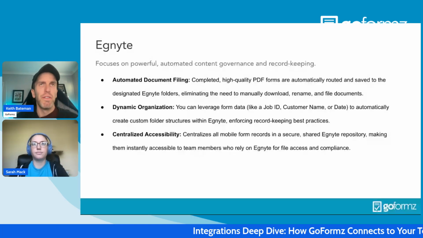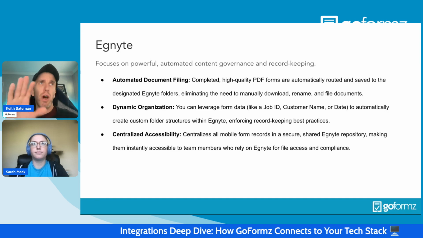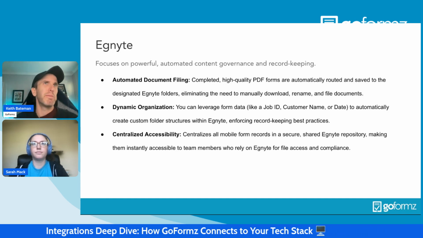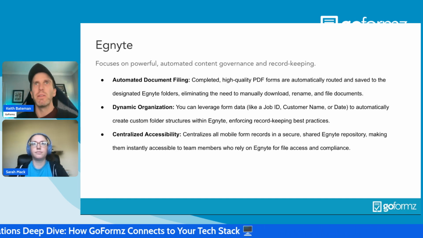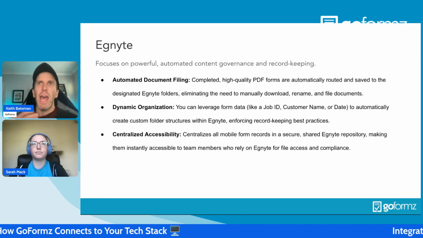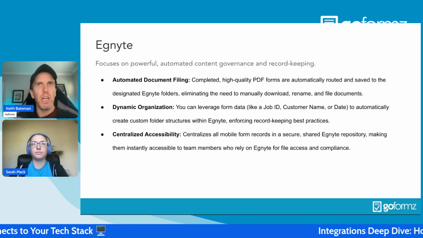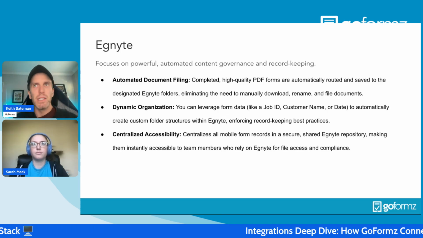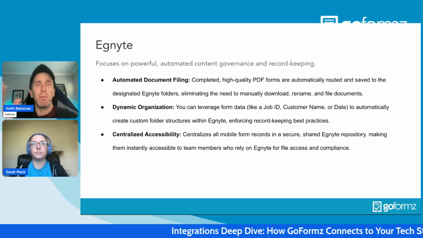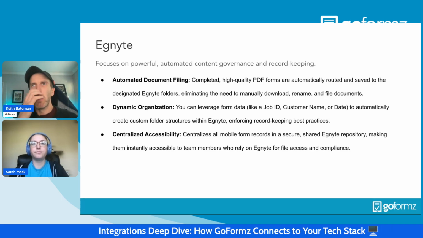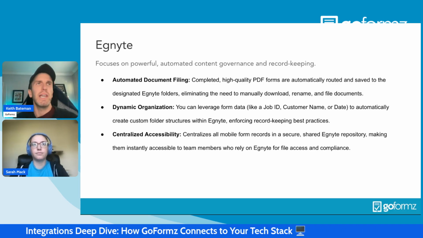Now, aside from Egnyte, because it's a great cloud storage solution for a lot of our clients, it also goes hand in hand with a lot of the other cloud storage integrations we have. We've already talked about Egnyte's automated document filing, dynamic organization like job ID, customer name, and date, and the centralized accessibility of those forms in one repository. Especially since we keep talking about compliance standards, it's great to know where all your data is and how it's filed neatly and organized.